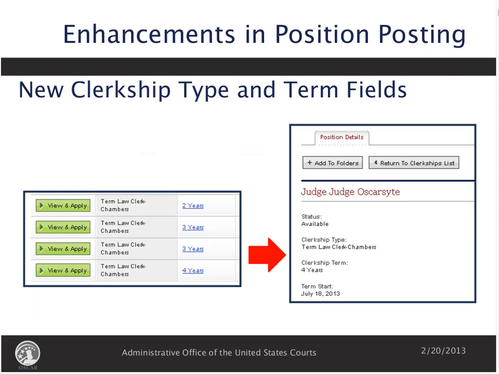And here is an example of an applicant or a law school looking at a judge's list of positions on their Positions tab. This judge, in this example, has 4 positions, and you can see there is a clerkship type column, and the clerkship term column includes the new values for 3 years and 4 years. Now, when an applicant clicks on the green View and Apply button to view the position's details, again, they're going to see that new clerkship type and the new clerkship term for that selected position.